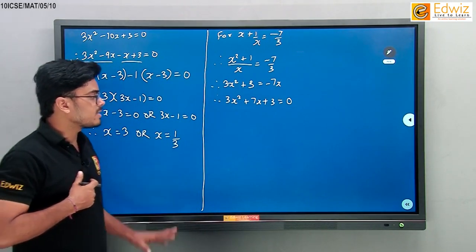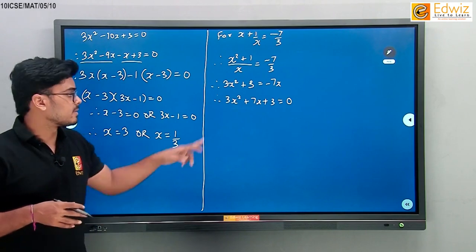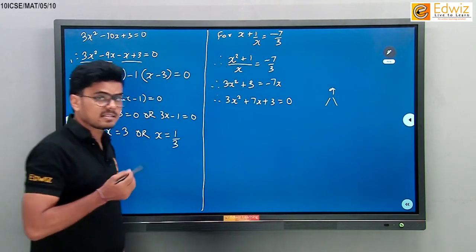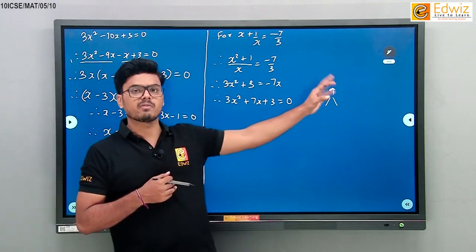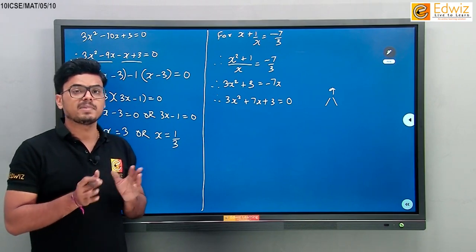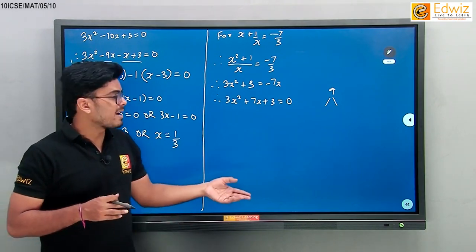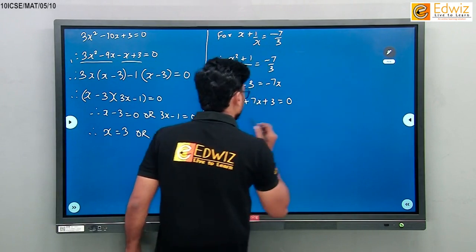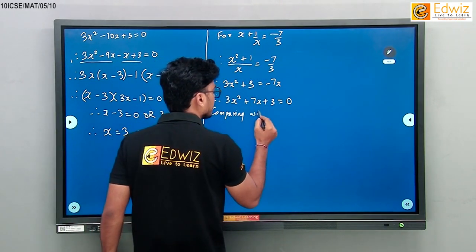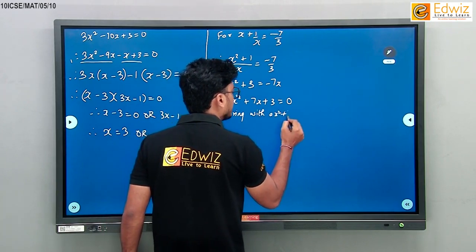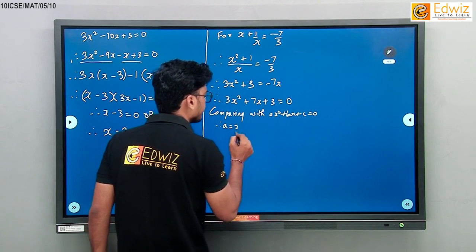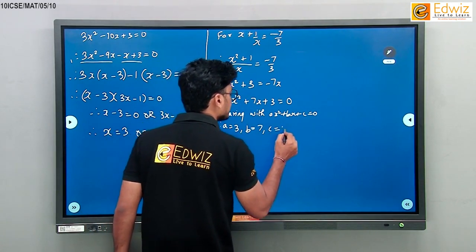Now here, if you look at the equation, we won't be able to factorize it. 3 3s are 9. The two factors of 9 should add up to 7. So 9 is a bigger number, we cannot find such factors, right? So we'll try some other method. Let us first find b square minus 4ac. We will go by formula method, right? So compare this with ax square plus bx plus c equal to 0. You'll observe that a is 3, b is 7, c is 3.